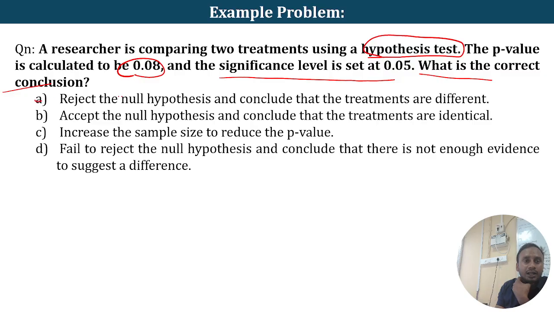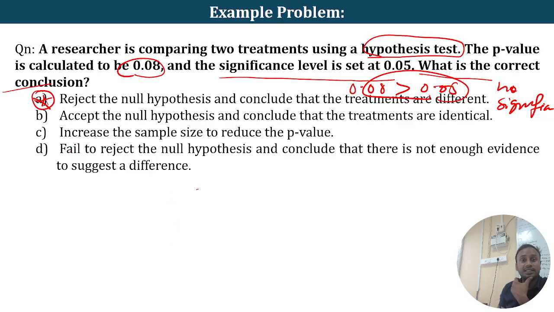Reject the null hypothesis and conclude the treatments are different. That's not the correct answer, no? Because this 0.08 is greater than 0.05, so it means not significant. So this can't be the answer. Accept the null hypothesis and conclude the treatments are identical.